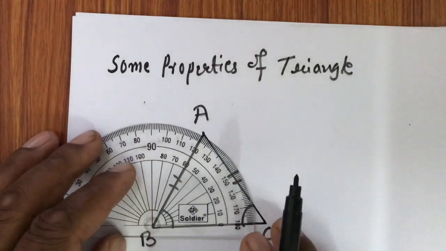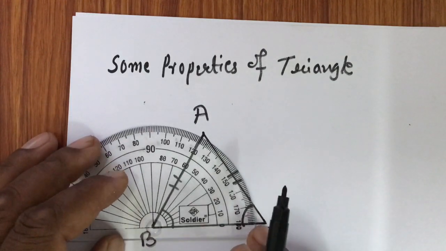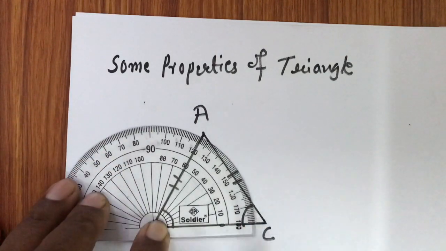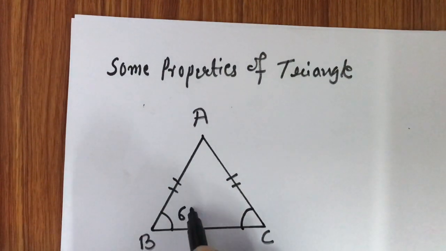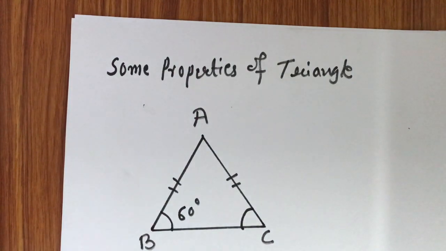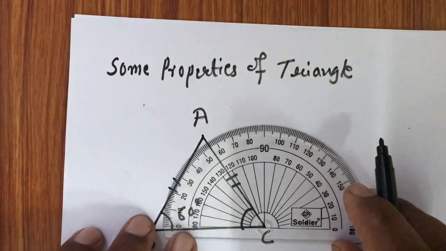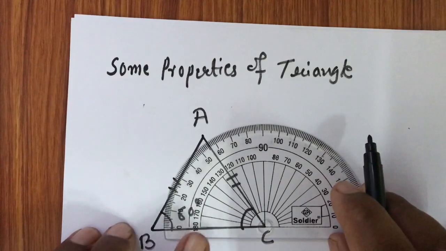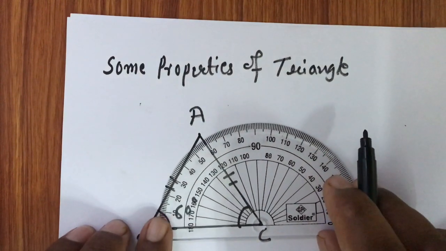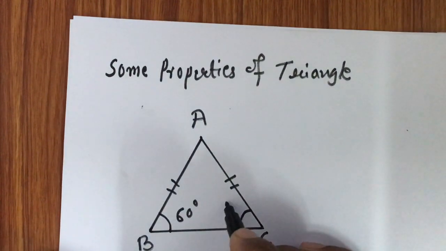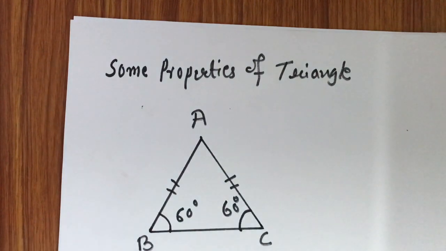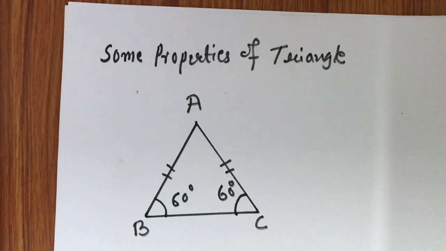So I am measuring the angle B. Angle B, it is of 60 degree. Now let us measure the angle C by the protractor. I am measuring the angle C. It is again of 60 degree. So in this way we can verify by doing an activity that the angles opposite to equal sides are equal.